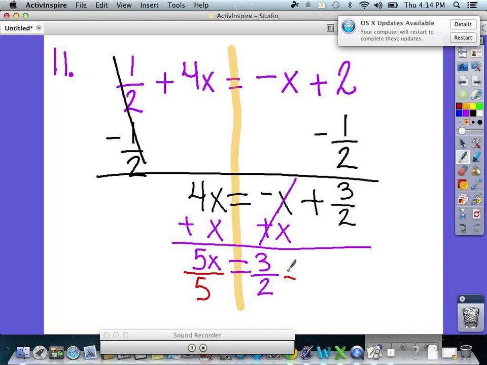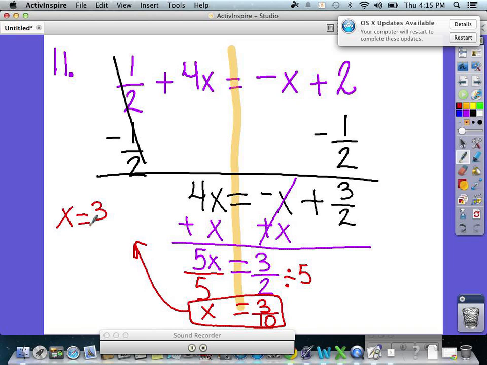Now, if you put 3 over 2 divided by 5 in your handy-dandy calculator, that will give us x equals 3 over 10. I hope everyone can see this. If not, I'm just going to draw an arrow up here and write it again. X is equal to 3 over 10.